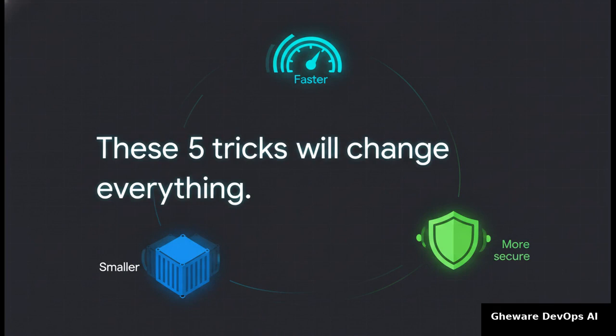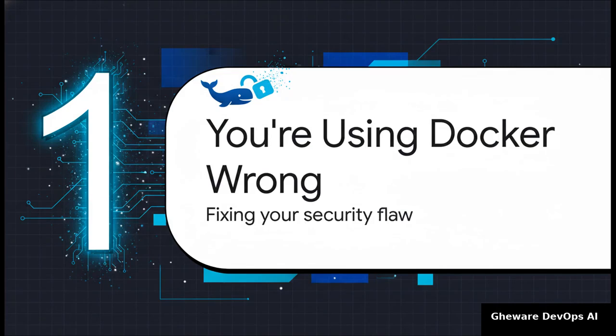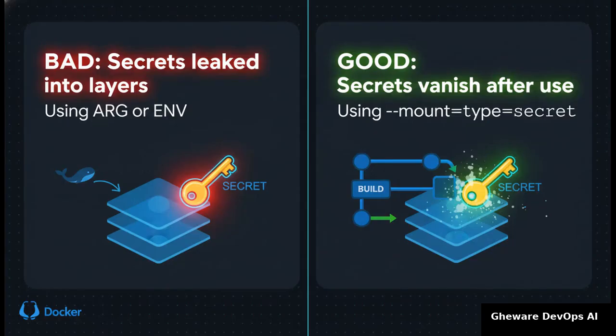Let's do this. Okay, no messing around. We're jumping straight into the deep end. Our first trick? It tackles a massive security mistake that honestly, almost everyone makes. They don't even know they're doing it. So here's the deal. The common mistake, what most people do, is use ARGs or environment variables for stuff like API keys, and you might be thinking, what's the big deal? Well, the problem is those secrets get baked right into the image layers. Forever. They're just sitting there.